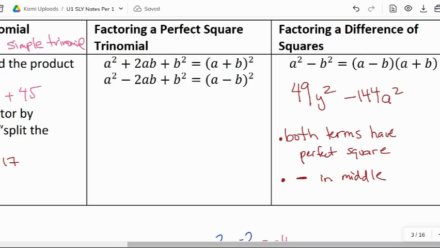So let's see how we would factor 49y squared minus 144a squared. I'm going to have two brackets. What is the square root of 49? 7. Square root of y squared? Y. So I write 7y at the front. What is the square root of 144a squared? 12a. Does it matter where I put the plus and minus? Nope, because I'm multiplying these two terms. One gets a plus, one gets a minus. Okay?